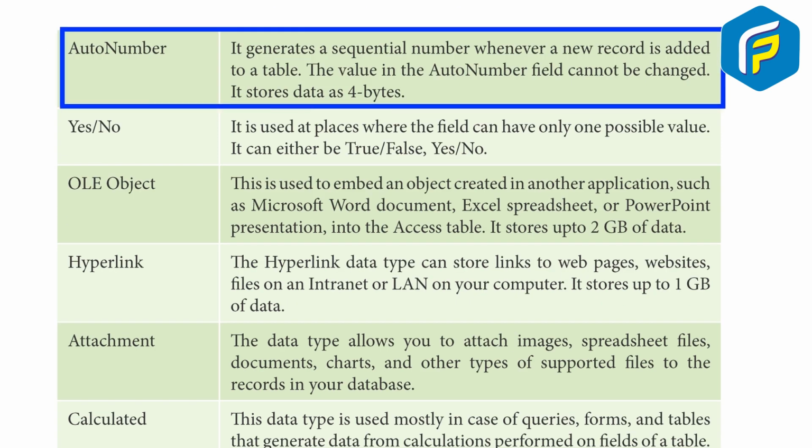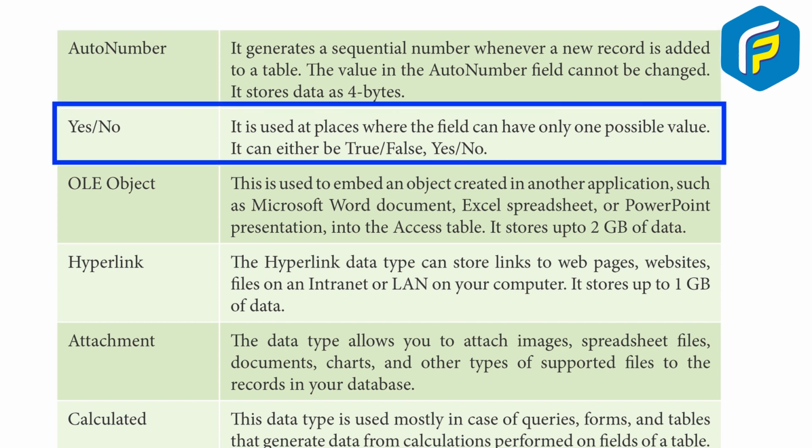AutoNumber. It generates a sequential number whenever a new record is added to a table. The value in the AutoNumber field cannot be changed. It stores data as 4 bytes. Yes/No. It is used in places where the field can have only one of two possible values. It can either be true, false, or yes, no.